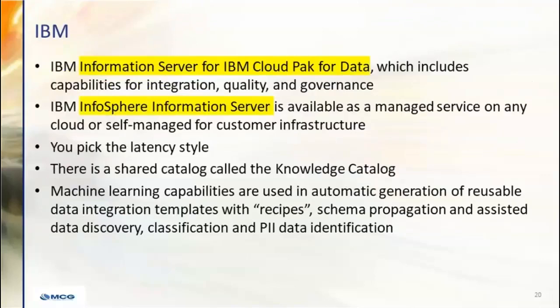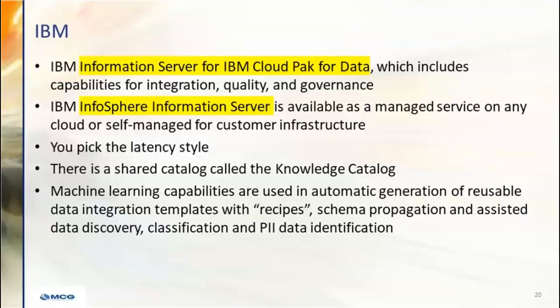They change names of products very rapidly, and so I hope I'm up to date on this one because it's only a few months old, but Information Server for IBM Cloud Pak for Data, which includes capabilities for integration, quality, and governance. It actually, interestingly, has some reference numbers beyond IBM-centric accounts, so don't think it has to be IBM Cloud or anything. IBM also has IBM InfoSphere Information Server, which is available as a managed service on any cloud or self-managed for a customer infrastructure like a private cloud. So you take the latency style.